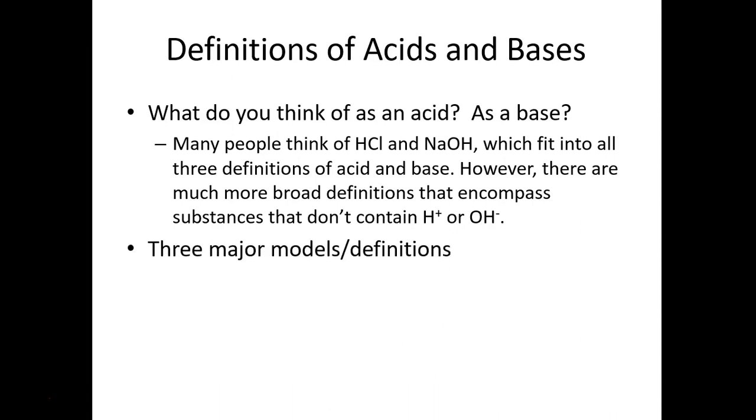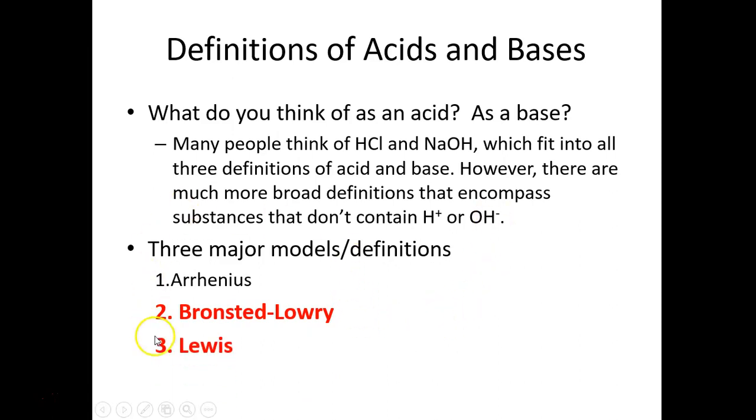So there's three major models and definitions: the Arrhenius model, Bronsted-Lowry, and Lewis. Now, you're only going to be assessed for IB on the last two, but I think it's important to talk about all three since they sort of represent a gradual broadening of our understanding of acids and bases.